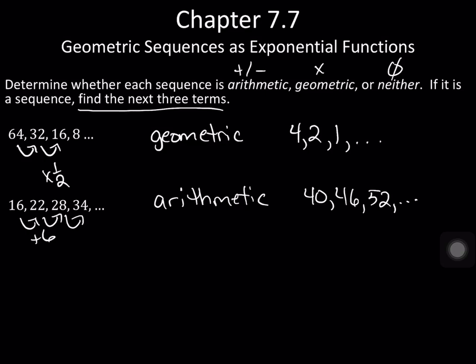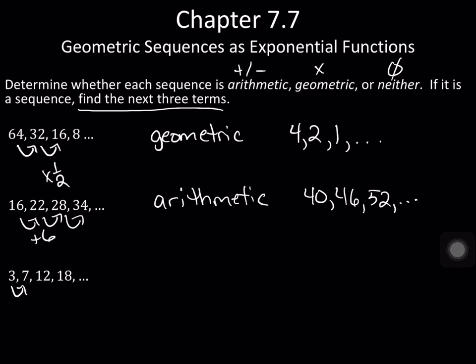Okay? Now, hint, hint, hint. We've used geometric and arithmetic, so the next one is probably neither. But let's look just to make sure. All right, so from 3 to 7, that's not easy multiplication. So let's see if addition or subtraction would work.